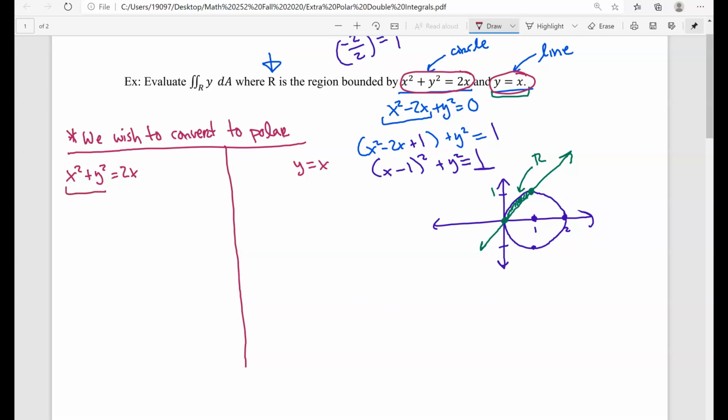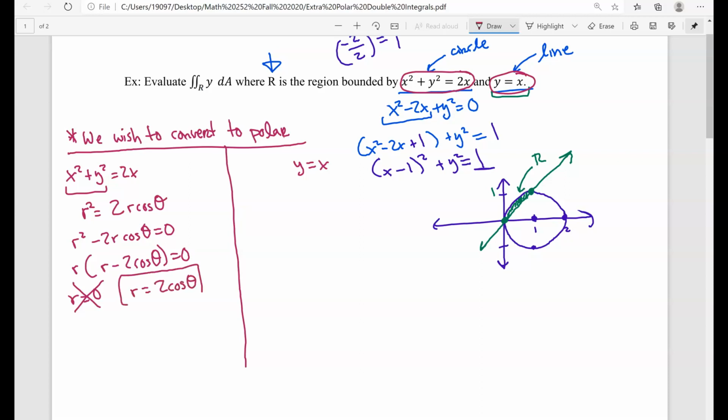Here we know that x squared plus y squared is r squared, and x is equal to r cosine theta by polar coordinates. We can move it over, so we have r squared minus 2r cosine theta equals 0. We can factor out an r, and then we have r times r minus 2 cosine theta equals 0. So either r equals 0, which is just the pole, so this is not quite the equation of the circle, or r equals 2 cosine theta. Basically, in polar coordinates, this represents this circle.